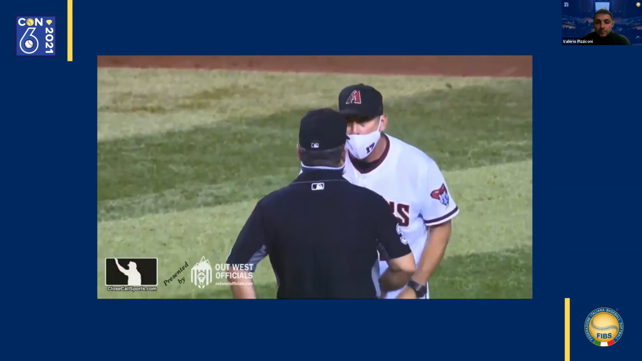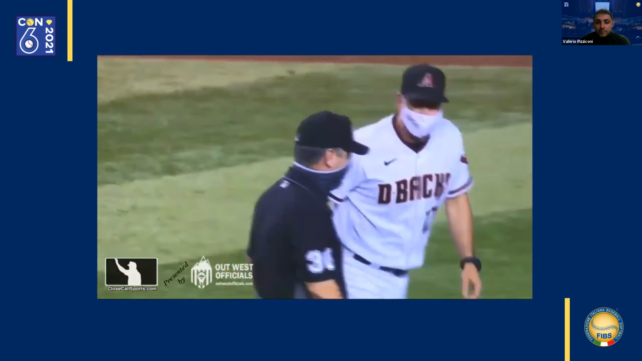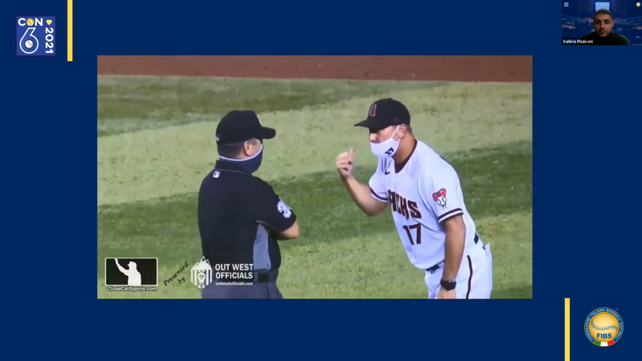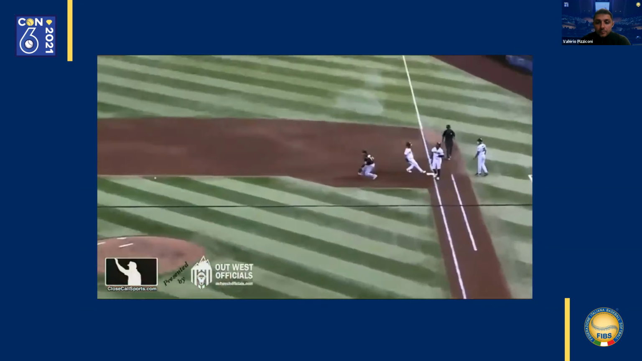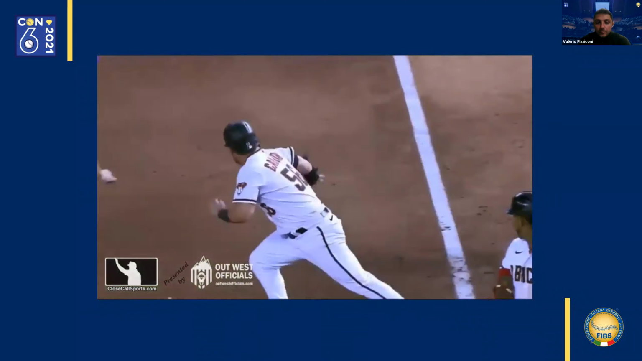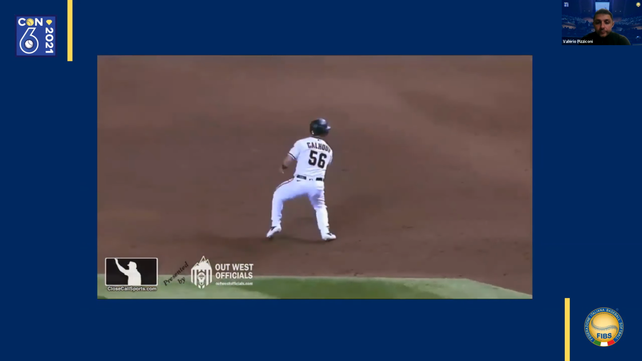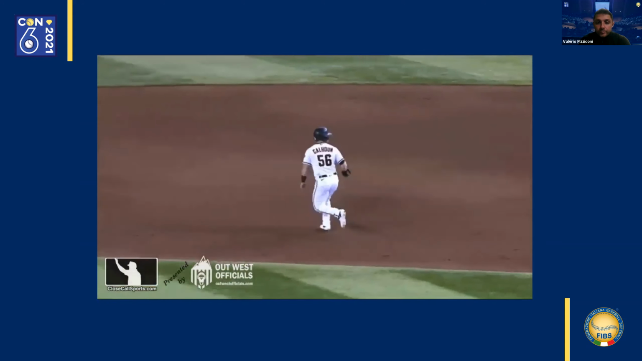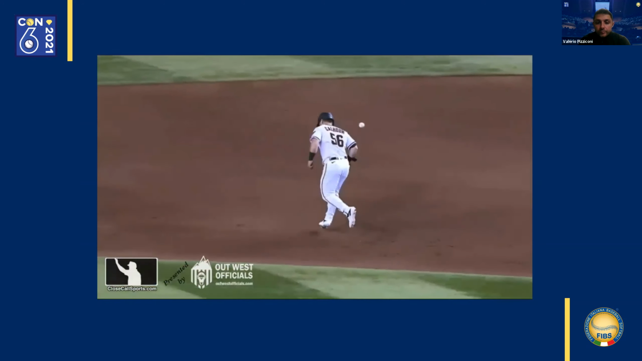Rob Drake has ejected Torre Lovello on a bizarre play. Walters, look at the job Walters does backing up the play. Calhoun sees that. Now they got him dead to rights. The throw to McMahon hits him right in the helmet.